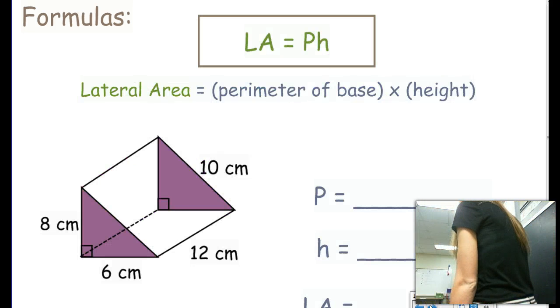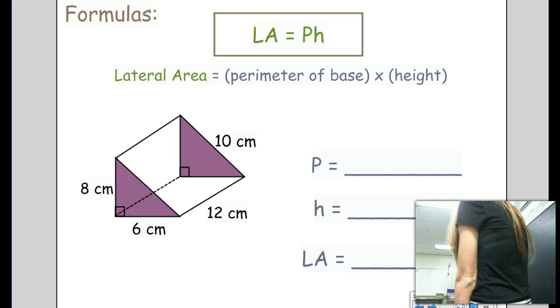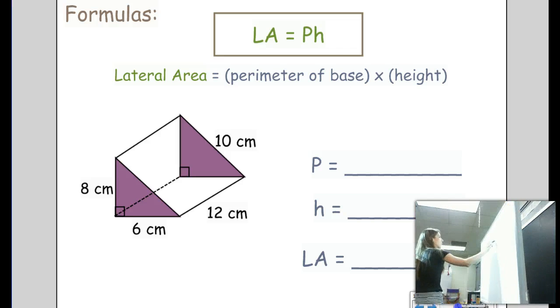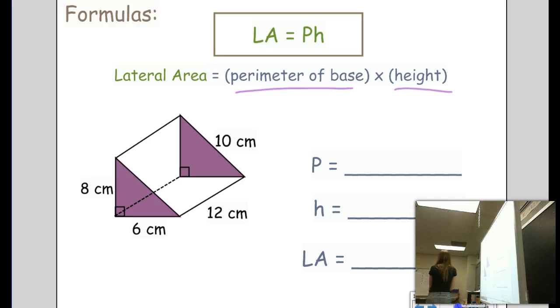So let's try it on this picture right here. So LA equals PH. It's the perimeter of the base times the height. When we are doing these formulas, we're going to find each variable separately. First, we're just going to find P. Perimeter of the base. Perimeter. That was last unit.